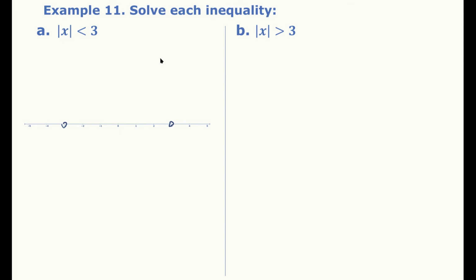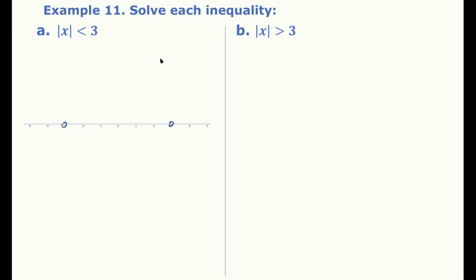So if we're looking for numbers whose distance from 0 is less than 3, we're obviously going to be looking at these numbers here, any number in this region between negative 3 and 0, and also between 0 and 3 in this region, you should say, right? So basically, all the numbers in this region from negative 3 to 3 would satisfy this inequality, meaning they have distances from 0 which are less than 3.